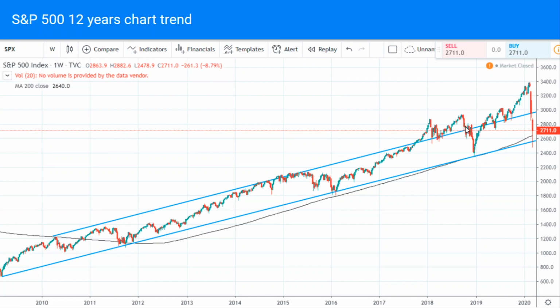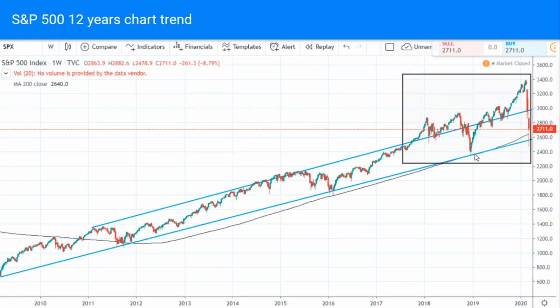But then in late 2018, we saw that it failed the support. Once it failed, it tried it 2-3 times. We'll look at it a little bit later. It tried it a few times, then it dropped sharply.